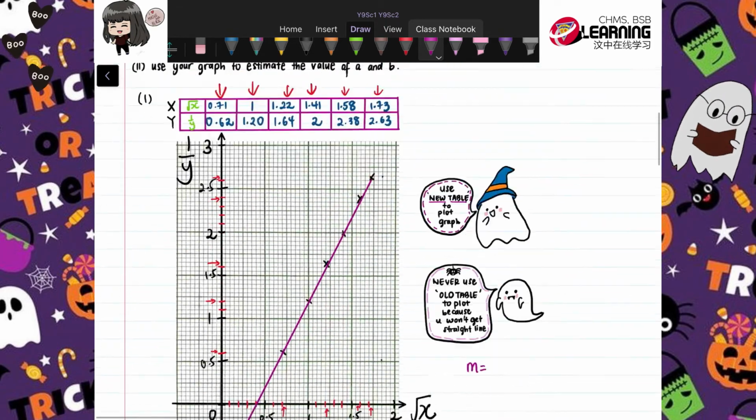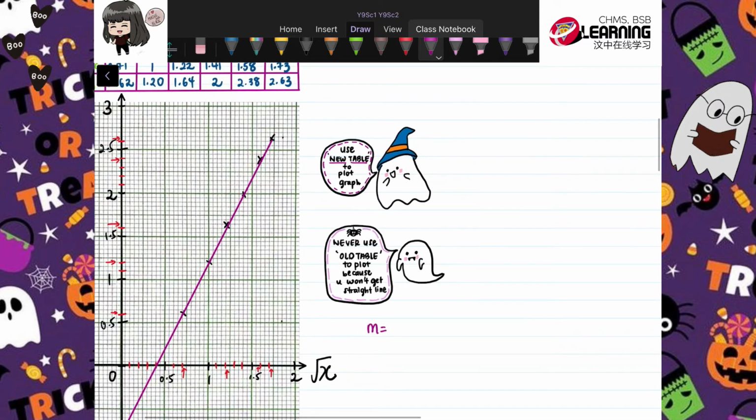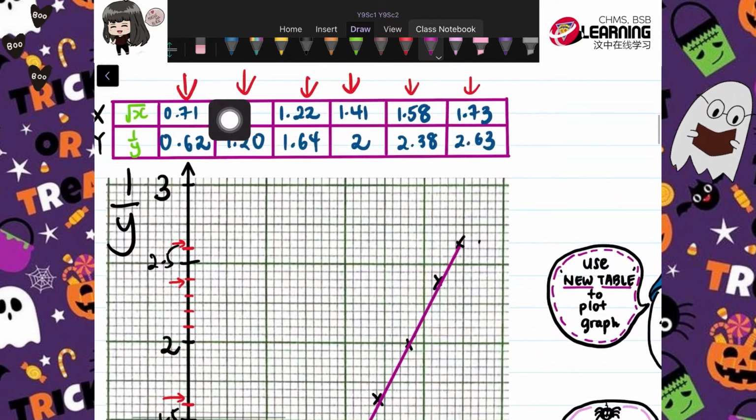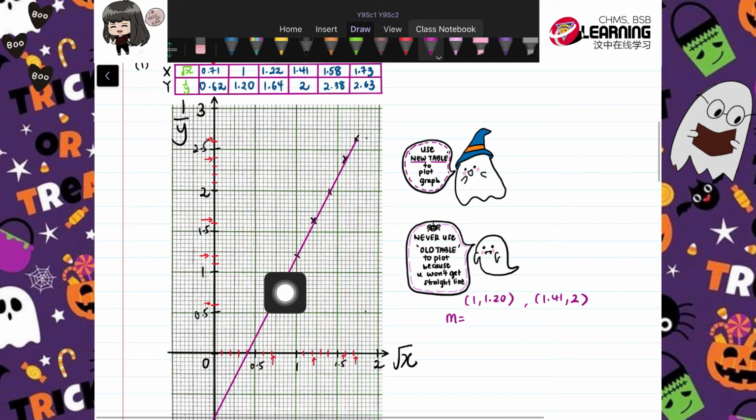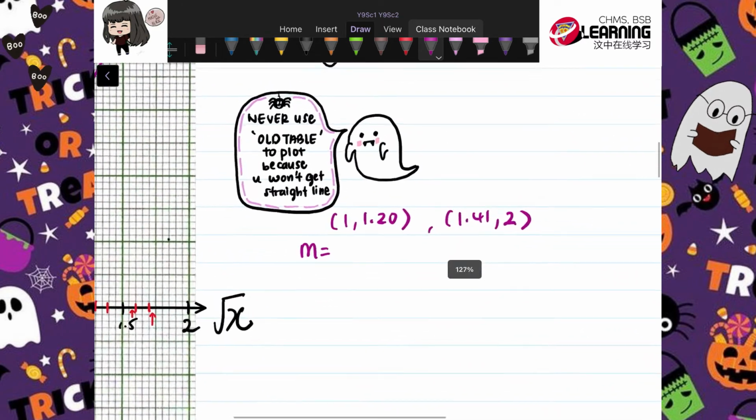So I choose the first one, 1.2, 0. Okay, and the second point is 1.41 with 2. Okay, these two, this point and this point. This point is basically from here, 1.2. Another point is 1.41 and 2 is here. If you want to choose any 2 points from here and find the gradient also can, you will still get the same thing.